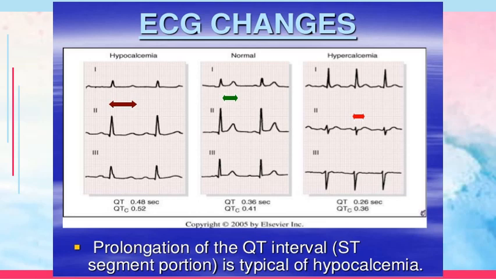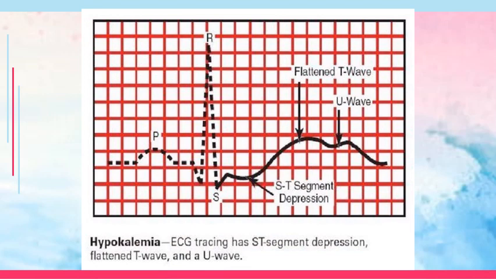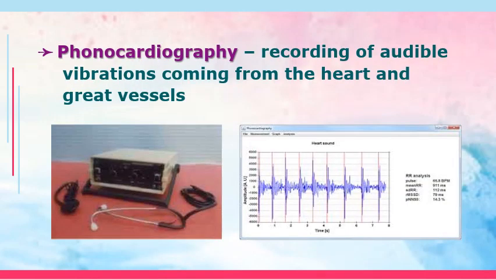Okay, so these are some of the ECG changes that you might have recalled in our discussion in fluids and electrolytes. So for example, there is prolongation of your QT interval, which is typical for hypocalcemia. For your hyperkalemia, you can see prolonged PR interval, ST segment depression, widening of your QRS, and then loss of your P waves. Hypokalemia, ST segment depression, flattened T wave, and then you will have the presence of U wave. If you can recall in PQRST, we are not talking about U wave, but in hypokalemia, there is an additional U wave there.